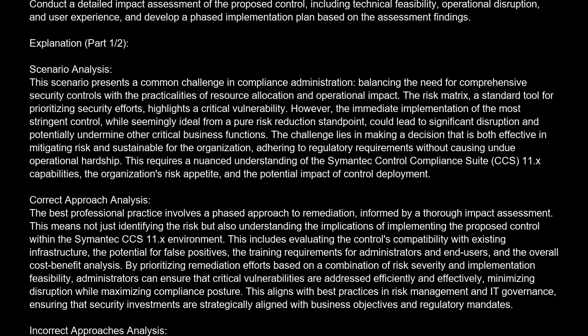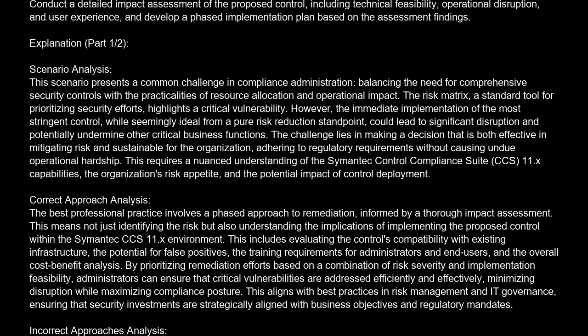This requires a nuanced understanding of the Symantec Control Compliance Suite, CCS, 11X capabilities, the organization's risk appetite, and the potential impact of control deployment. Correct approach analysis. The best professional practice involves a phased approach to remediation, informed by a thorough impact assessment. This means not just identifying the risk, but also understanding the implications of implementing the proposed control within the Symantec CCS-11X environment. This includes evaluating the control's compatibility with existing infrastructure, the potential for false positives, the training requirements for administrators and end users, and the overall cost-benefit analysis.